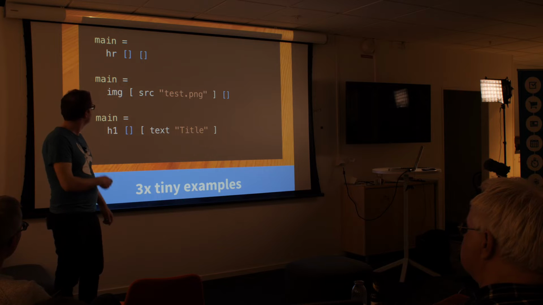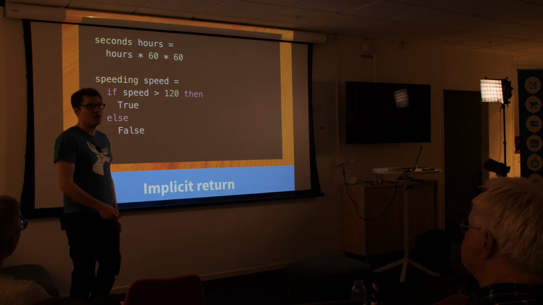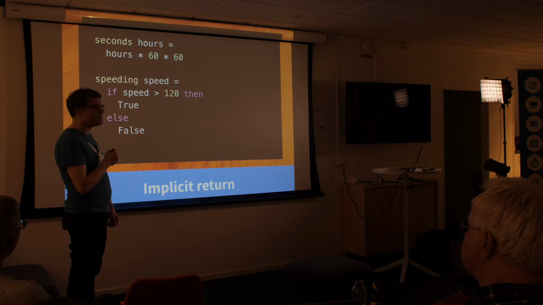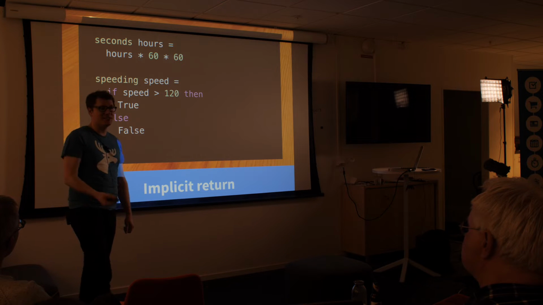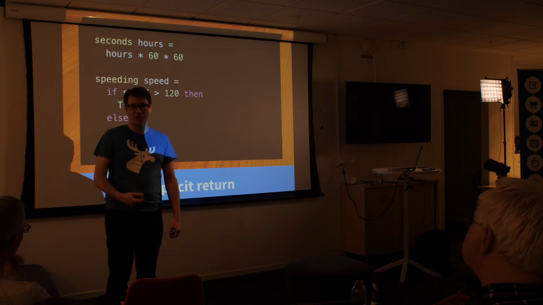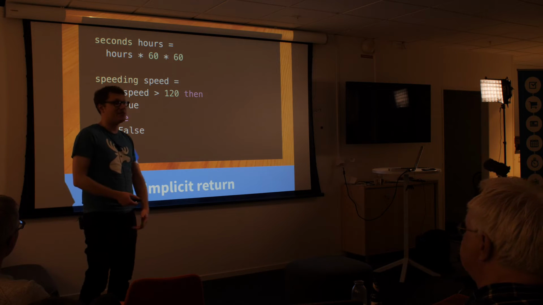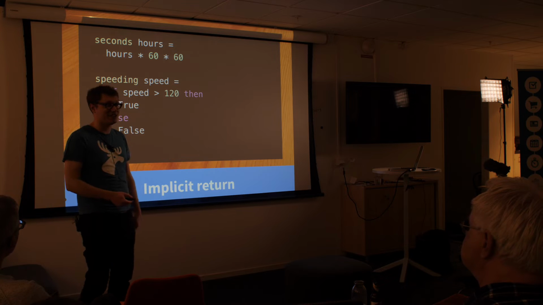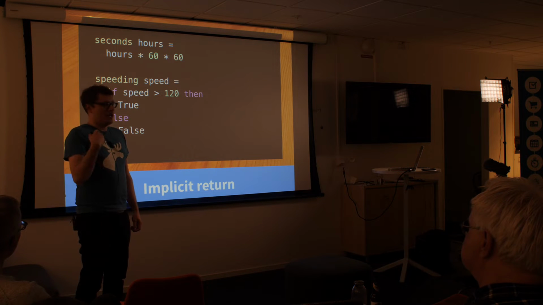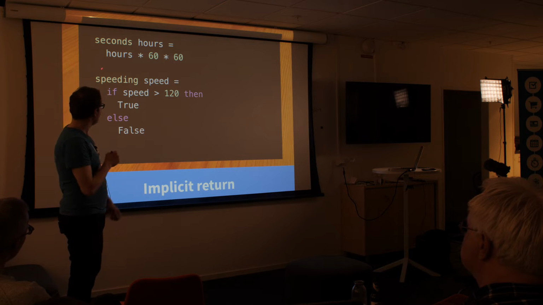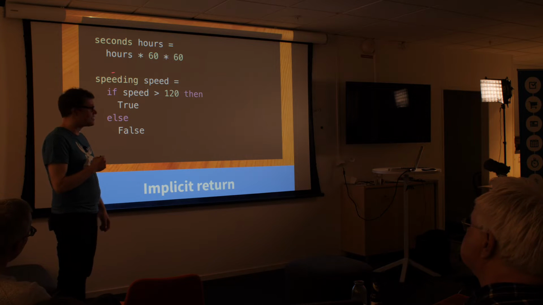So here are two other non-main functions. Here's a function called seconds. It takes one argument, hours, and it returns hours times 60 times 60. So the amount of seconds for so many hours you specify. So if you put in 1, you'll get 3,600 back, which is the number of seconds in 1 hour.